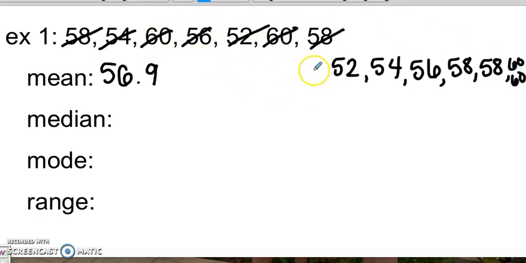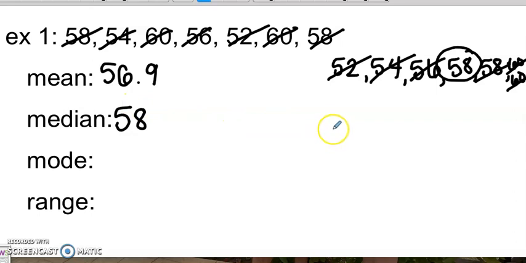Okay, now to find the middle number, I cross until I get to the middle. So I'm going to cross out the smallest, cross out the largest, cross the next smallest, the next largest, and so forth until I get to the middle number. So the median of this data set is 58.